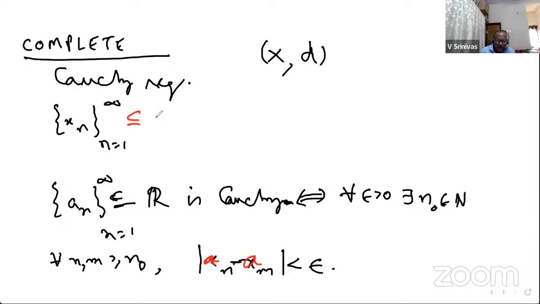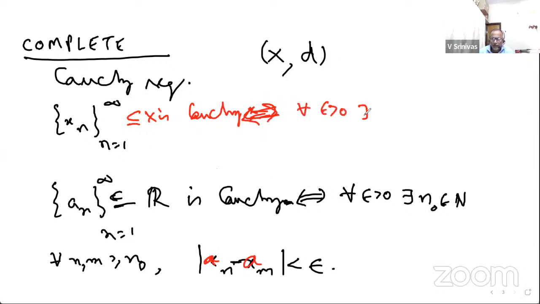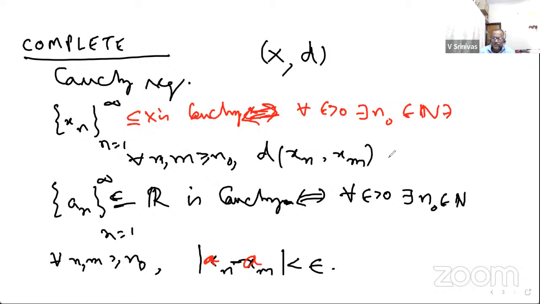A sequence x_n contained in X is said to be Cauchy if and only if, replacing the distance here by the corresponding metric, for every epsilon positive, there exists a natural number n naught belonging to N such that for all n, m greater than or equal to n naught, the distance between x_n and x_m is less than epsilon. By distance, you should take the metric distance here.